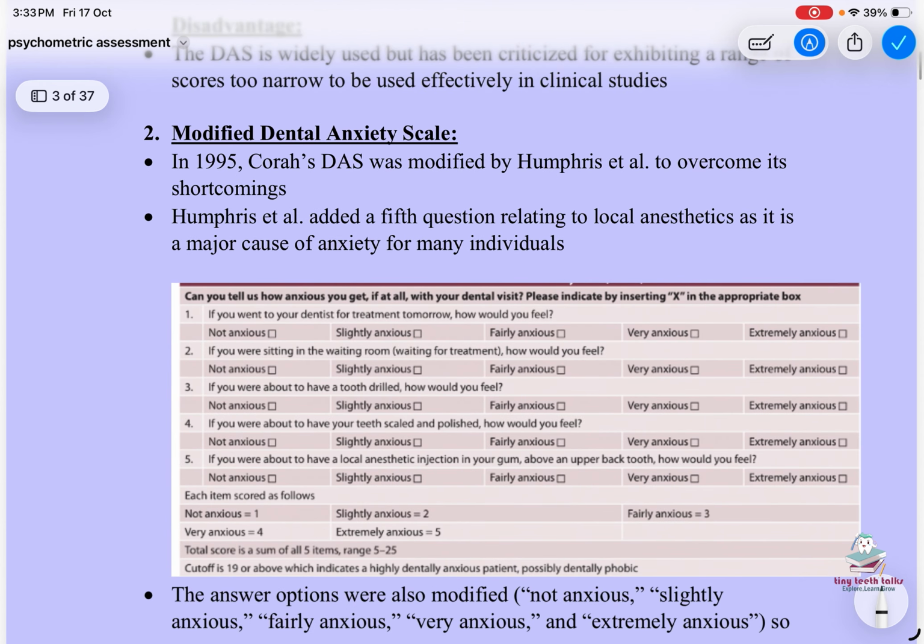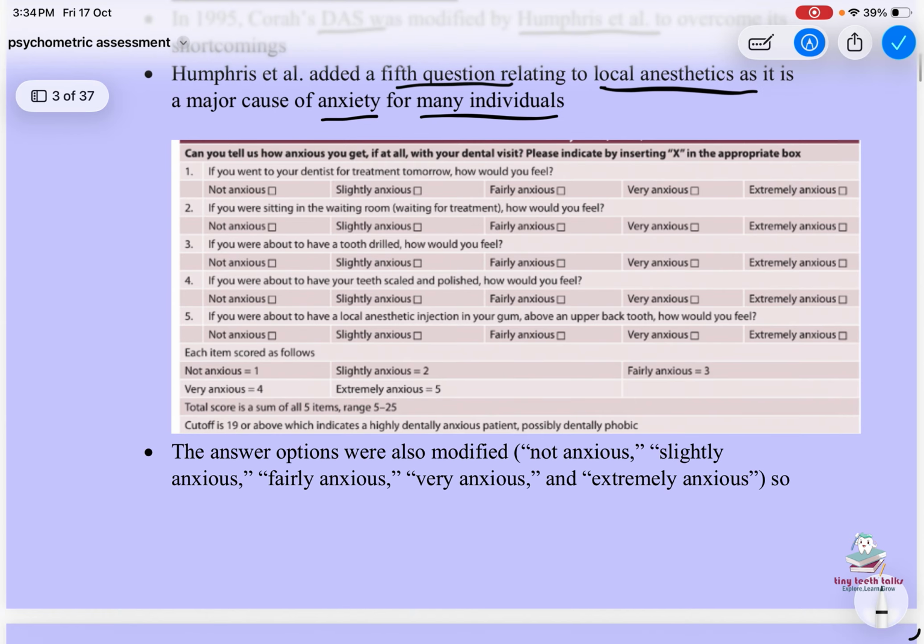Then the second is the Modified Dental Anxiety Scale. In 1995, Corah's Dental Anxiety Scale was modified by Humphris et al. to overcome its shortcomings. Humphris et al. added a fifth question relating to local anesthetics, as it is a major cause of anxiety for many individuals. So these are the five questions. Each item is scored as non-anxious, slightly anxious, fairly anxious, very anxious and extremely anxious.